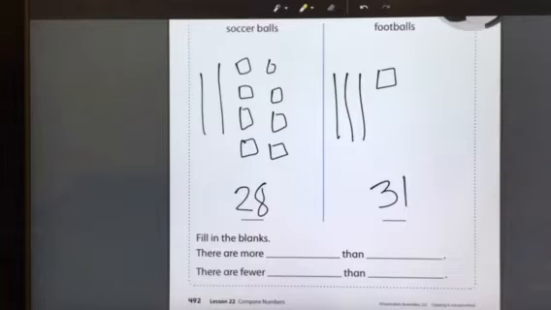Now down here it says to fill in the blanks. There are more blank than blank. First, you're going to look at the tens. The soccer balls have 2 tens. The footballs have 3 tens. Which has more tens? 2 here, 3 here. 3 is more than 2. Therefore, the footballs, 31 footballs, is more than the soccer balls. So there are more footballs than soccer balls.